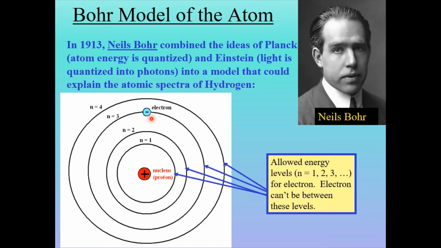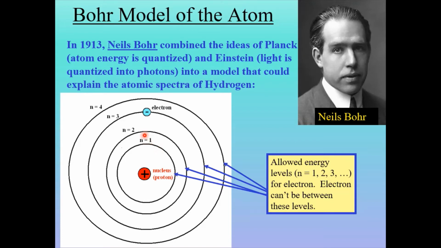Now, here's the beauty of Bohr's model. Bohr said that the energy of this electron has to be in one of these steps. And these steps are usually drawn as orbits around the nucleus in the center. So here is the first orbit. This is the lowest energy level, n equals 1. If the electron is down here, this is the bottom step for the energy of the hydrogen atom. It can't go any lower than that.